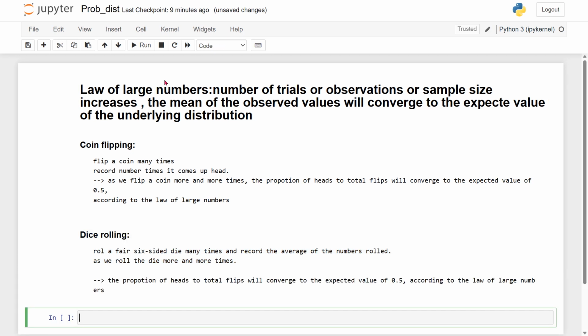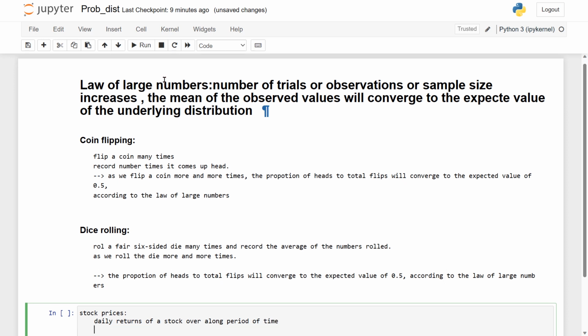Then we have stock prices, the third example. Suppose we observe the daily returns of a stock over a long period of time. According to the law of large numbers, the average daily return will converge to the expected value of the stock's overall rate of return.